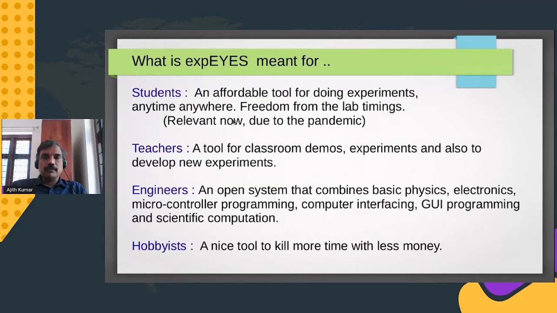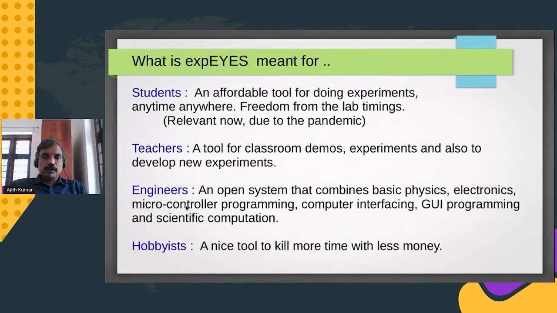And here this is a very useful tool because it's a small, handy thing. It can be sent to the students and they can do experiments from home. And some software has been developed so that the teacher can monitor it over the web. That was presented yesterday. And for teachers, it could be used for classroom demonstrations, or our intention was that teachers should be able to develop new experiments. So that is where Python also came into the picture.